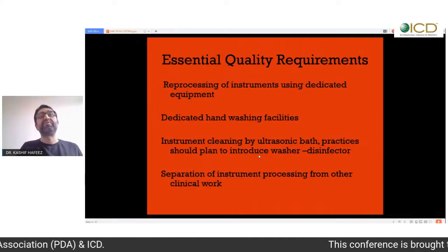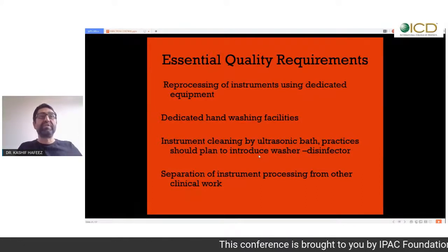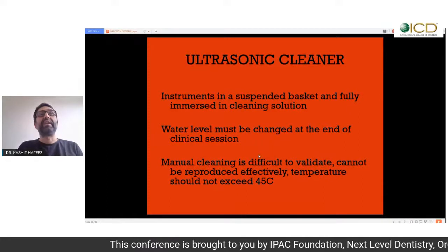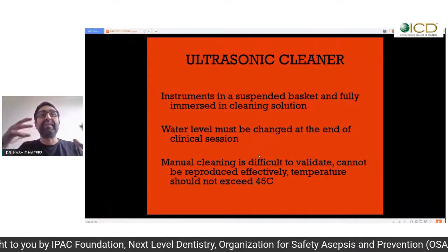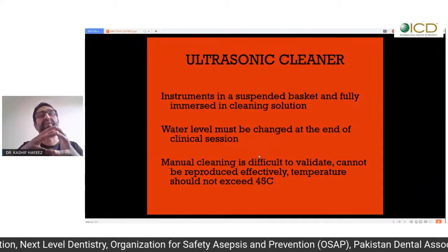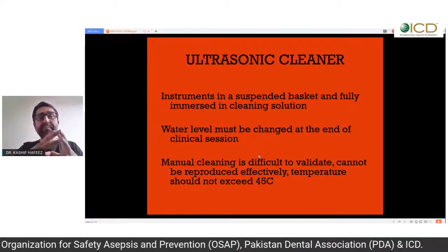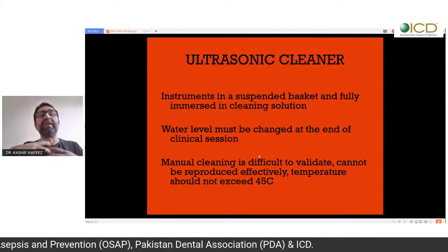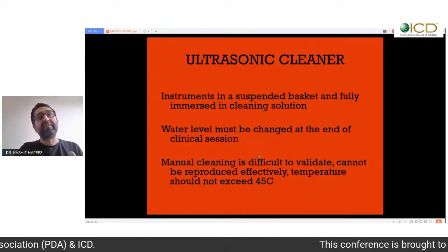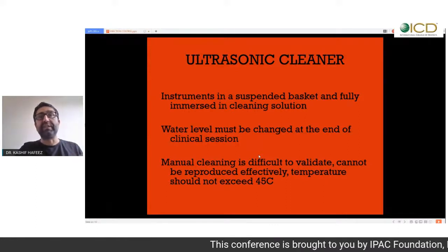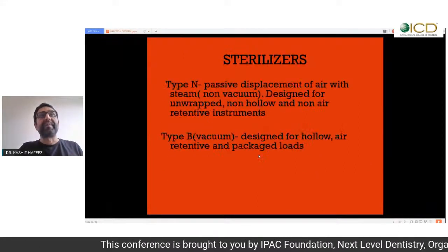And separation of instrument processing from clinical work. So processing of instruments is done separately. Everybody must know about the ultrasonic cleaner. They have to be maintained as well. They have to be kept up to date as well. And there is a way you can keep checking your ultrasonic cleaners. I think we do not have time to go into minute details, but there is a way.